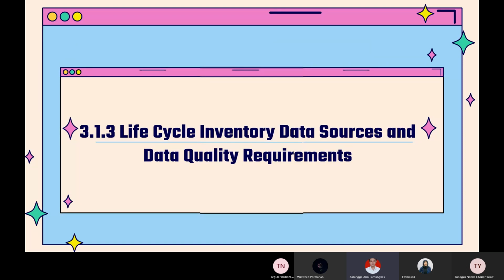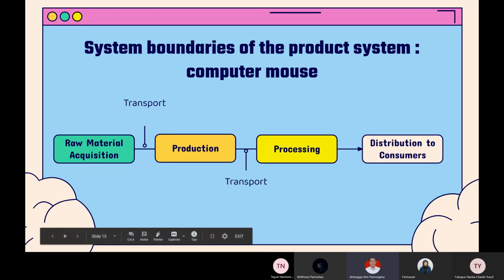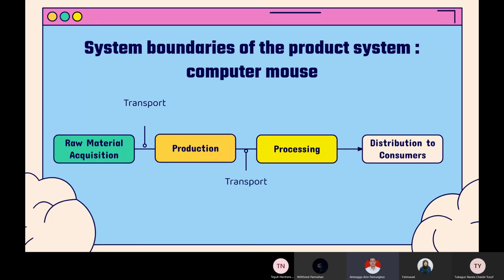Next is lifecycle inventory data sources and data quality requirements. First of all, let us know the system boundaries of the product system, the computer mouse. The first phase is material acquisition. To continue to the next phase, we transport the material from the raw material acquisition to production. After the product is produced, it will be transported to the processing phase before finally being distributed to the consumers.